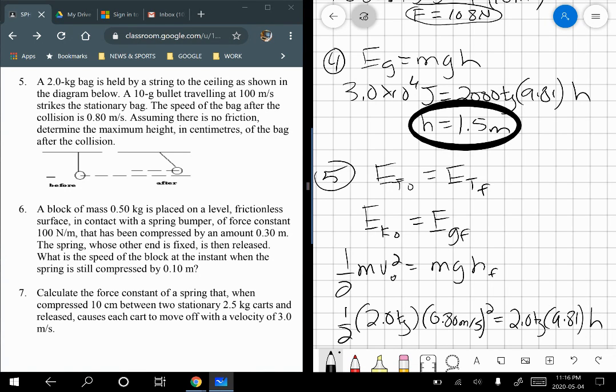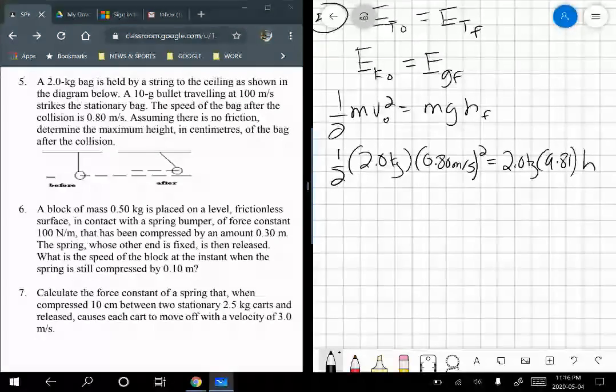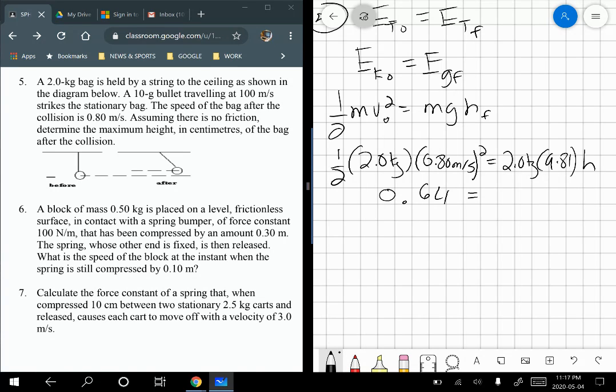So you go 0.5 times 2 times 0.8 squared divided by 2 divided by 9.81, and it gives me a small value. I don't recognize the number I got, so I'm just going to punch it in one more time. 0.5 times 2 times 0.8 squared. I'm going to write out some more steps here. 0.64. 19.62 is 2 times 9.81 times h. 19.62. Now I got the same number again. It must be it. So I got my height of 0.033 meters, and that would be 3.3 centimeters, I guess.